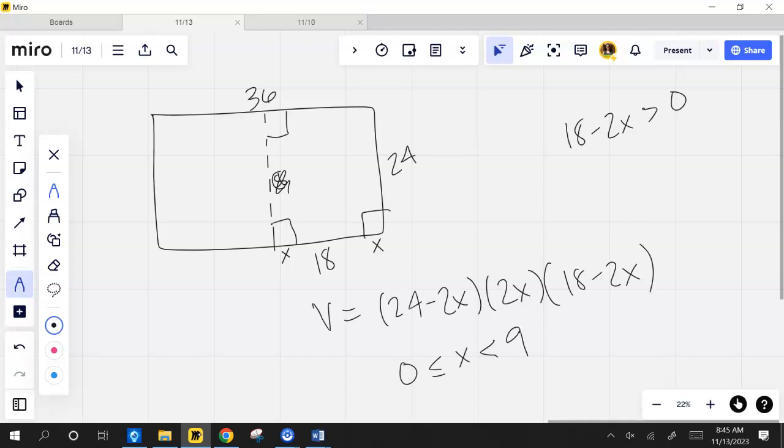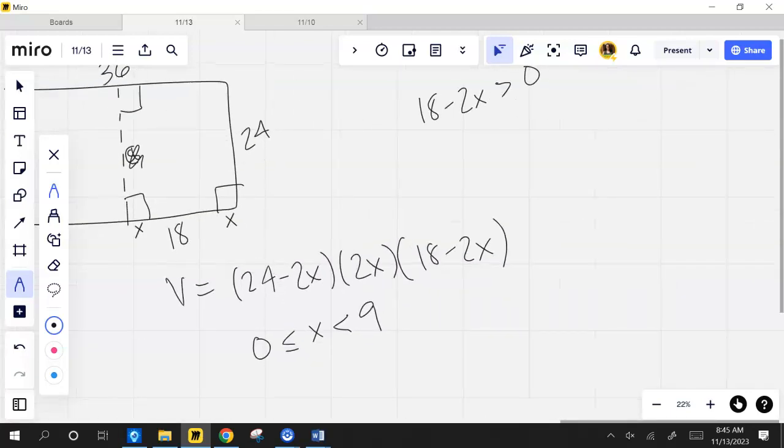Find the maximum volume and the value of x that gets it. So this is straightforward. There's no other equation to plug into to solve for. I'm just going to find the derivative. Because you can't be 0, or it wouldn't be taking anything off. I would probably multiply this out to get a polynomial to then find the derivative of.